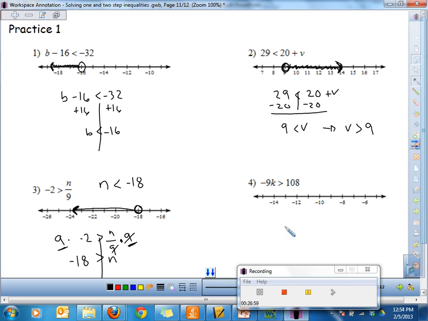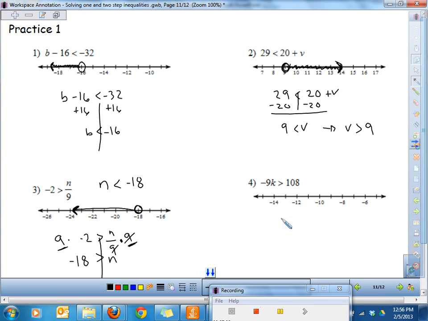Alright, let's do this last one. I have negative 9k is greater than 108. To get k by itself, I need to divide by negative 9. Notice right now you are dividing by a negative. So this is k is, because I divided by a negative 9, I need to flip my sign. K is less than 108 divided by negative 9. And 108 divided by negative 9 is a negative 12. So I'm going to draw an open circle at negative 12, and I'm going to shade anything that is less than.